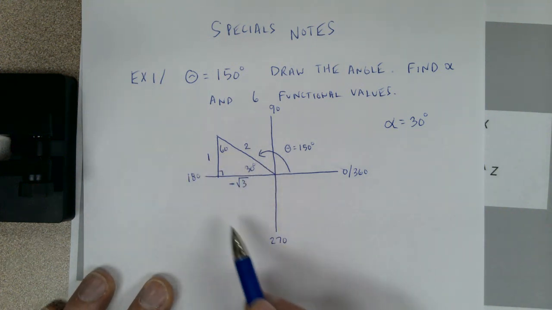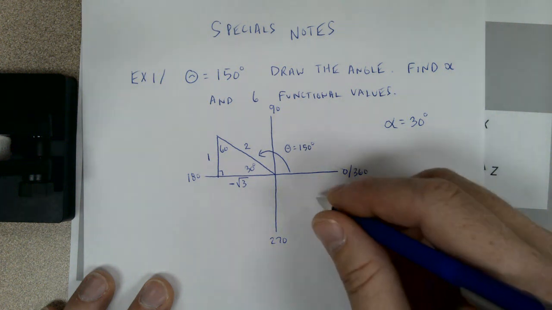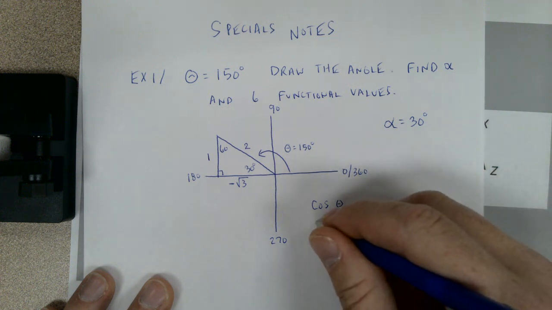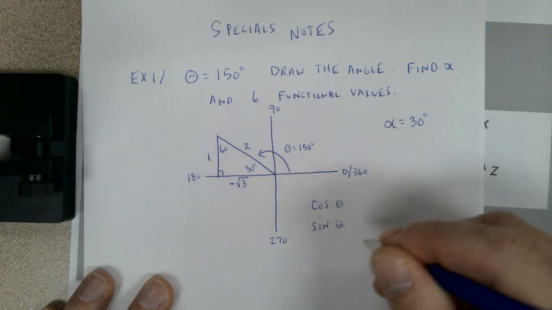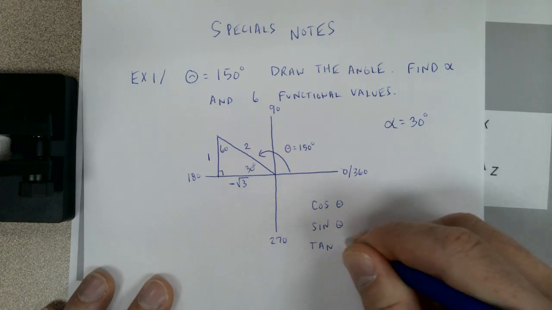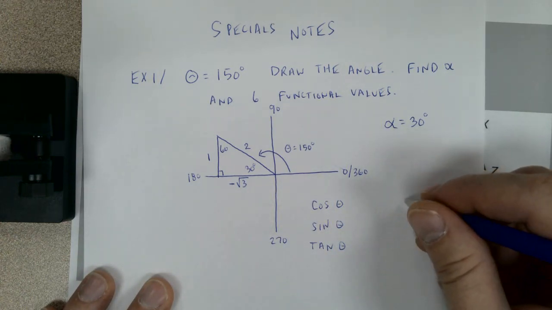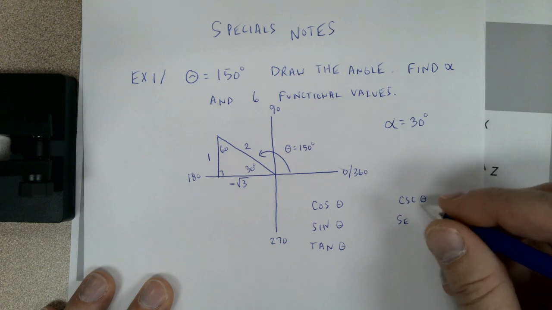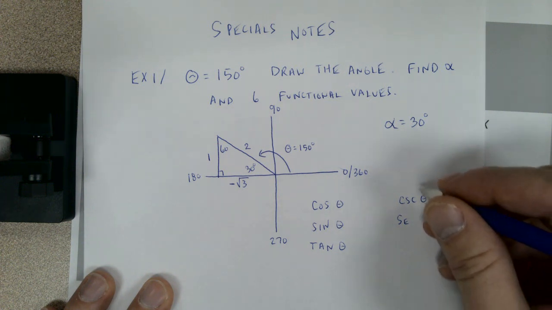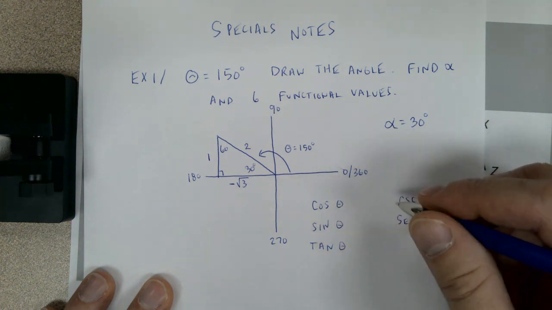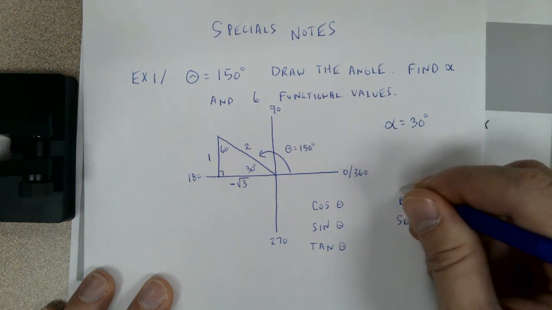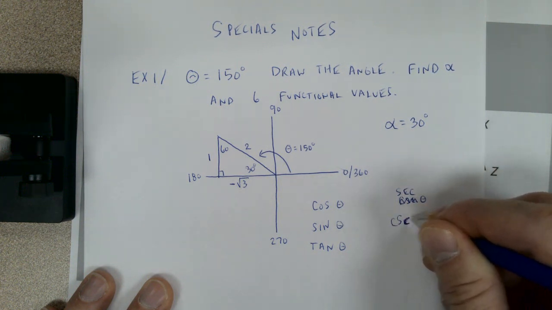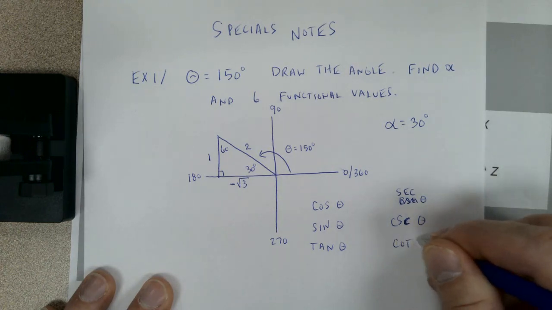Now that we've got the triangle built, we're going to go ahead and find our 6 functional values. So cosine theta, sine theta, tangent theta. And then our reciprocal functions, which are cosecant theta, secant theta. Actually, I've got those backwards. Since I wrote cosine first, cosine actually goes with secant. And then sine goes with cosecant. And tangent's going to be cotangent.